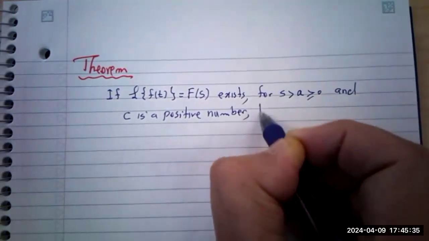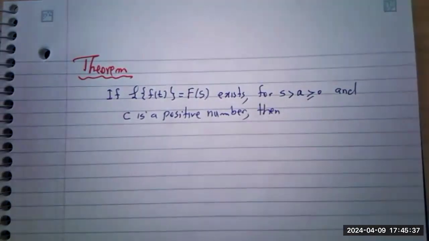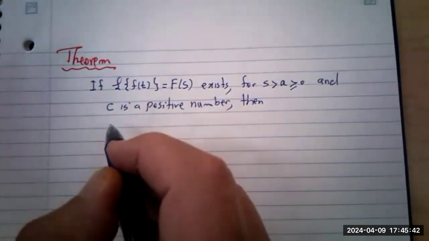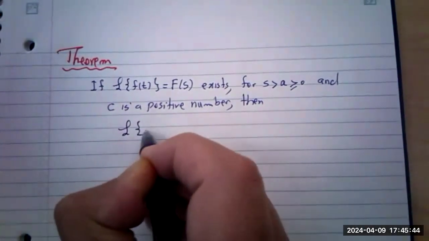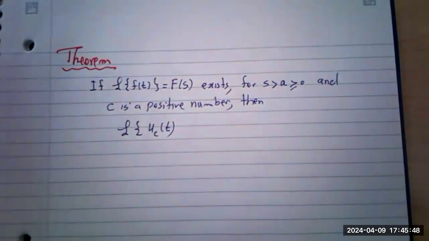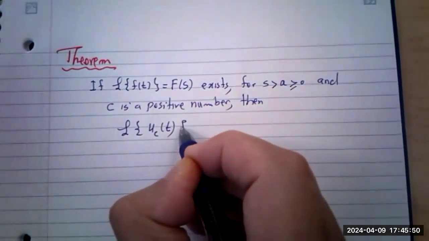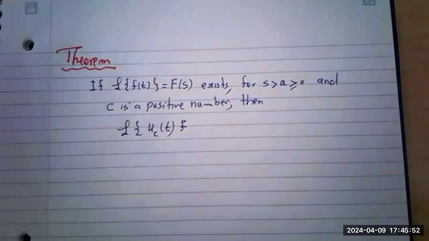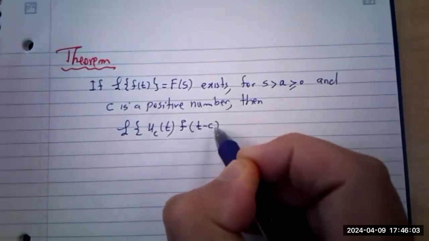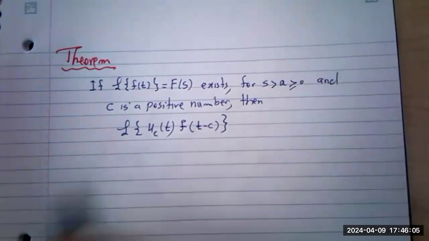With this condition, you are going to have this formula. Quite interesting. The formula is this: Laplace of u_c(t) times a function, and your function we usually write as f of t, and we are going to shift the t into t minus c. That's why we call it the translation theorem. So it's going to be u_c(t) f of t minus c.